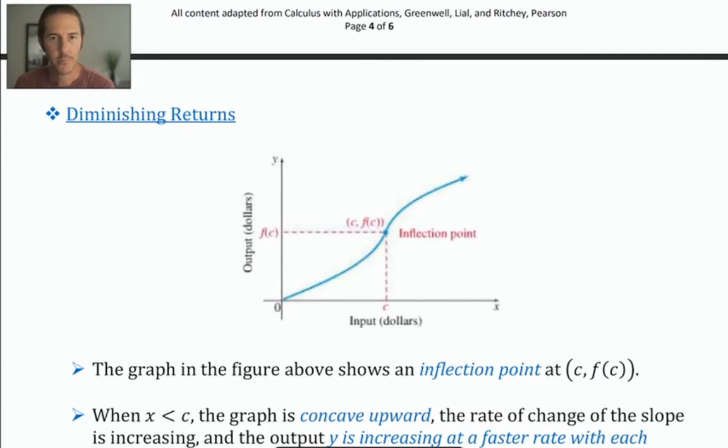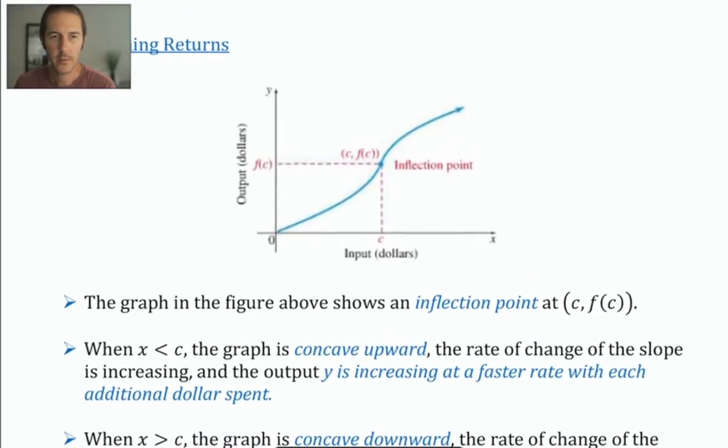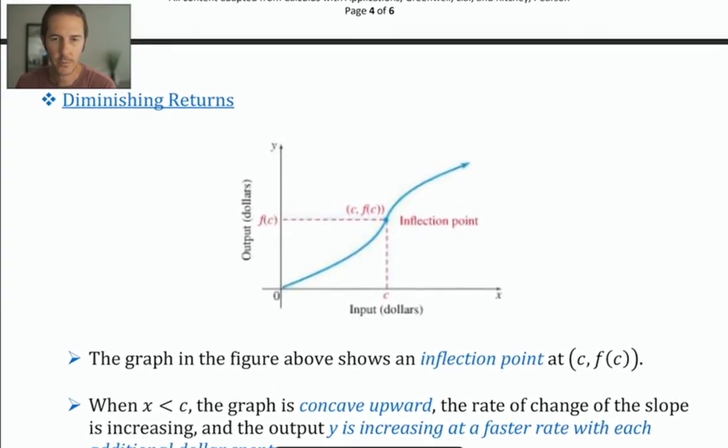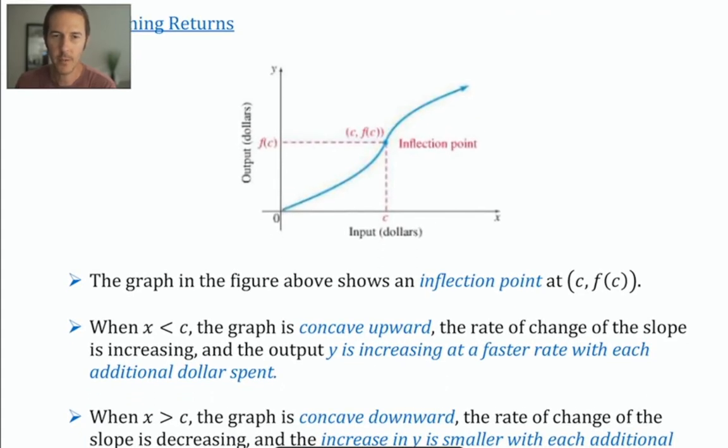Here's an application. This is a pretty legitimate application. It's subtitled Diminishing Returns. And what we're seeing here is a graph, and there's a particular point on the graph that's being highlighted. It's an inflection point. Everywhere to the left of that point, our graph is concave up. Everywhere to the right of that, our graph is concave down.